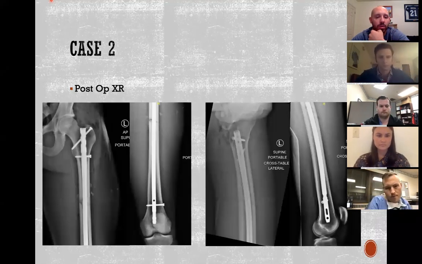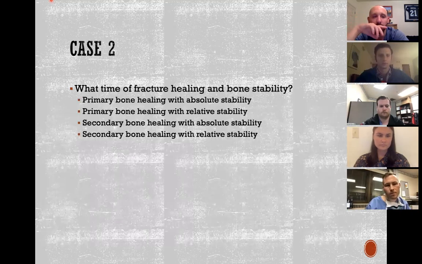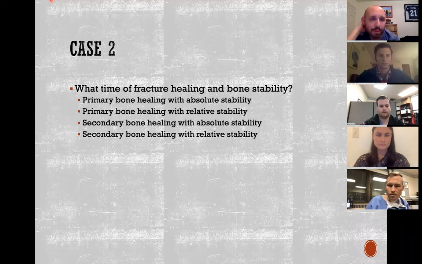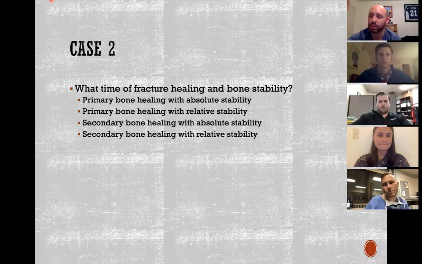So these are just our post-op x-rays. We can touch on some other points later if we have time, but you can go on. So this was going to be a question: what type of fracture healing and bone stability? If someone just wants to jump in and answer the question, or if one of the residents just wants to go through it real quick.